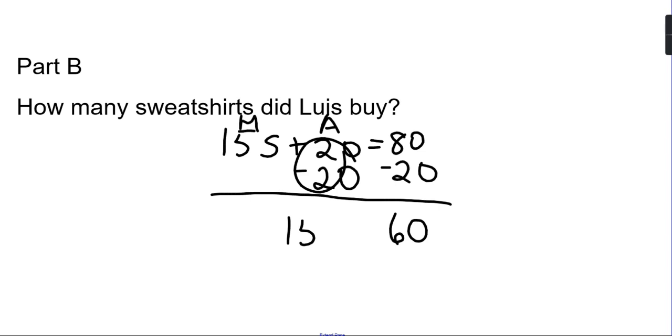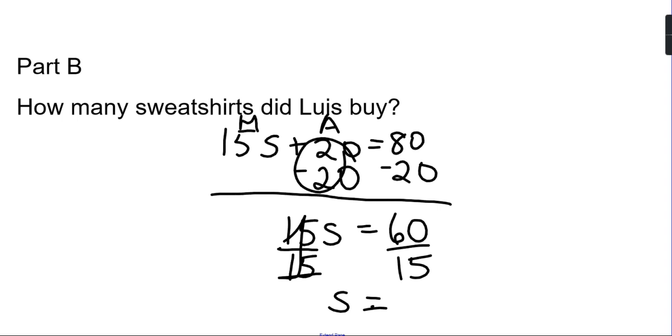So now we're left with 15s, $15 per sweatshirt, times s, our variable, unknown number of sweatshirts that he bought, equals 60. And now we're going to invert that multiplication, and we're going to divide. 15 divided by 15 is 1, so we have just 1 s, which is what we were looking for. Divide by 15 on the other side, 60 divided by 15 is 4. So our answer is s equals 4. Louis bought 4 sweatshirts.